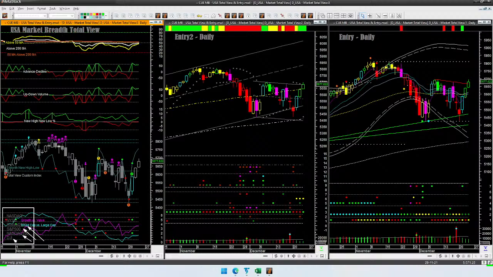Those 6 components are creating the market total view custom index that is plotted as a candle chart. What is the trend of the total view? If we look at the Q entry daily chart, it is moving inside a range created by trendline resistance and trendline support.